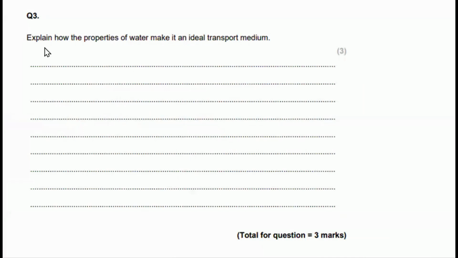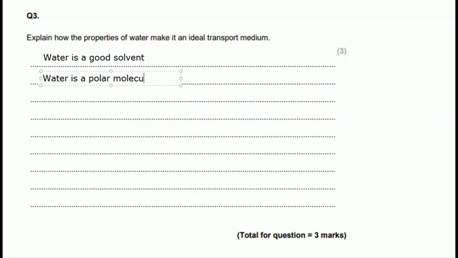So, third question out of 4. Explain how the properties of water make it an ideal transport medium. So, there's a whole bunch of reasons why water's a good transport medium. First of all, water is a good solvent. So you're going to get a mark for pointing out that water's a solvent. What does that mean? Well, it dissolves solutes, so it dissolves solid things. And it all comes down to the fact that water is a polar molecule or has a dipole. What does this mean? This means water can dissolve other polar molecules.